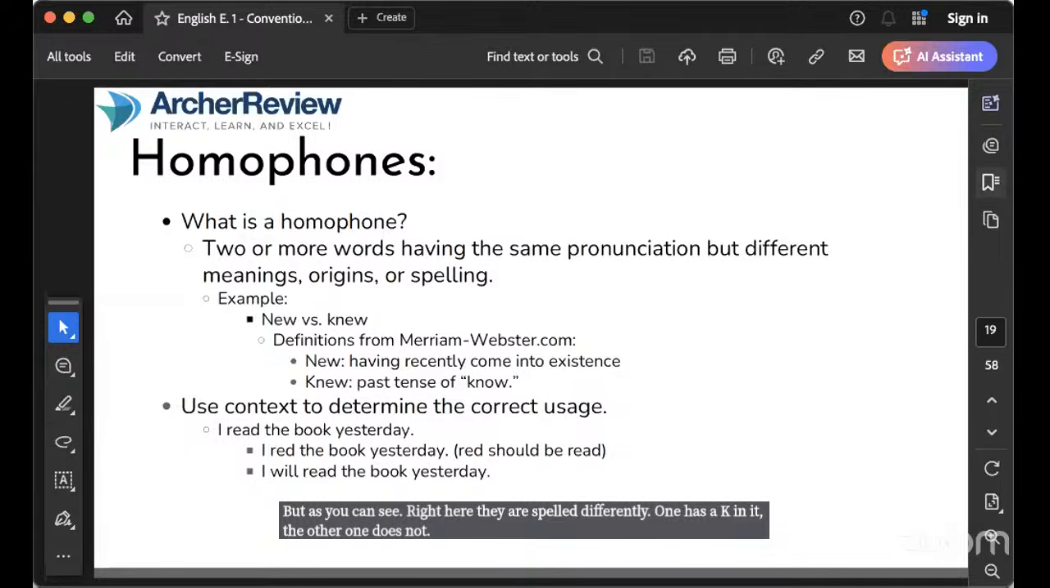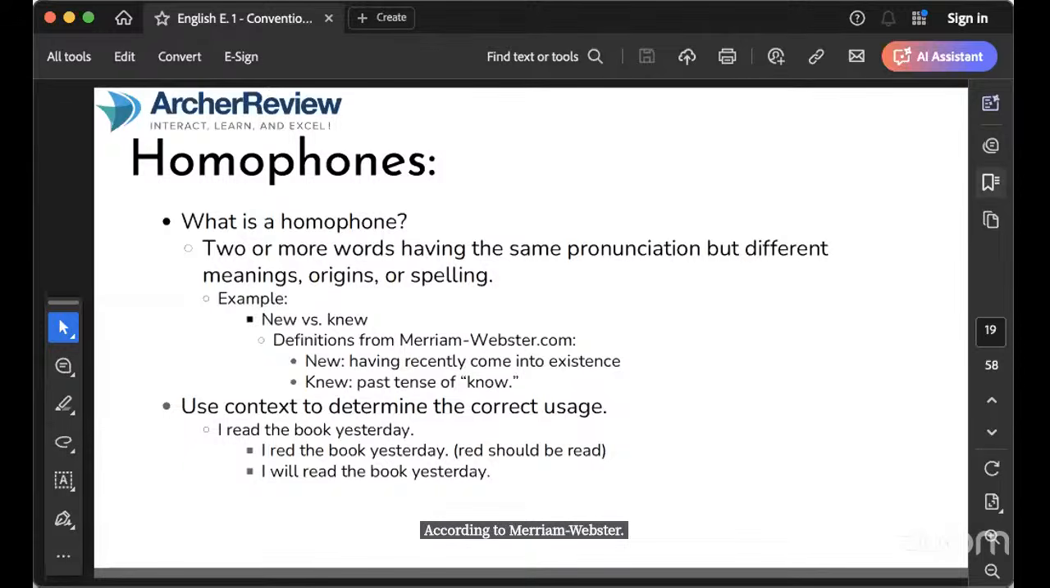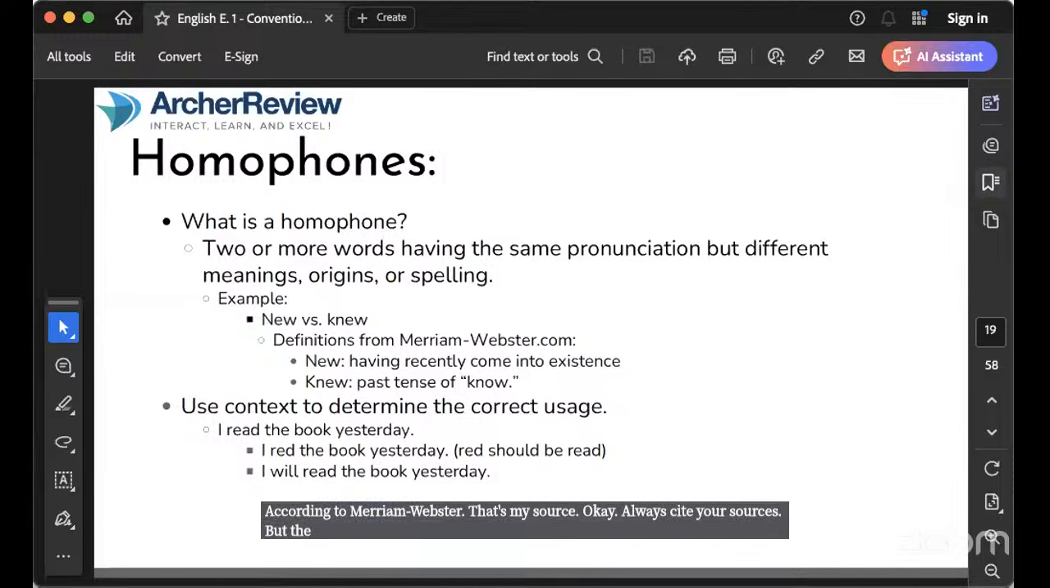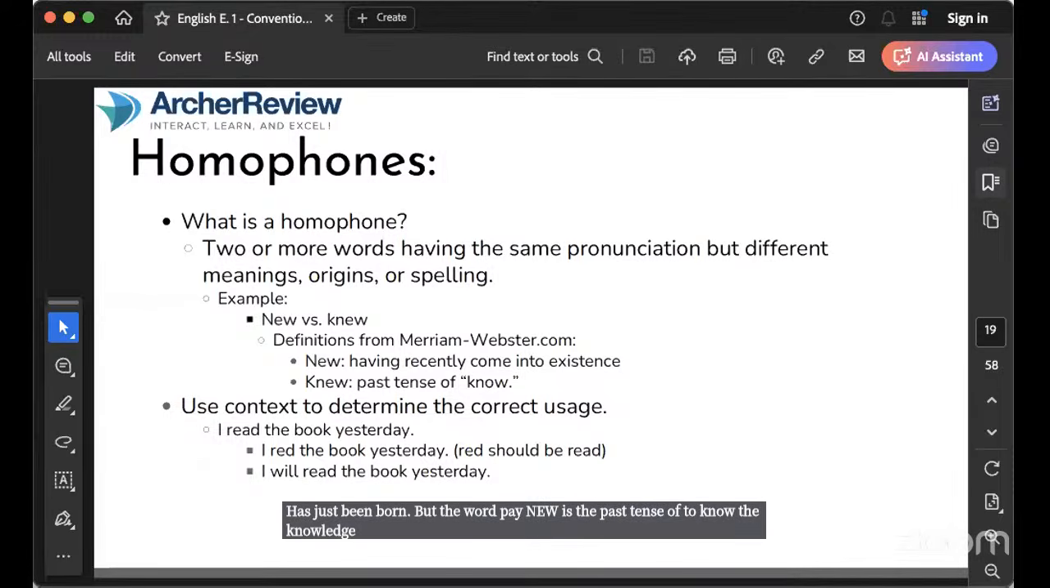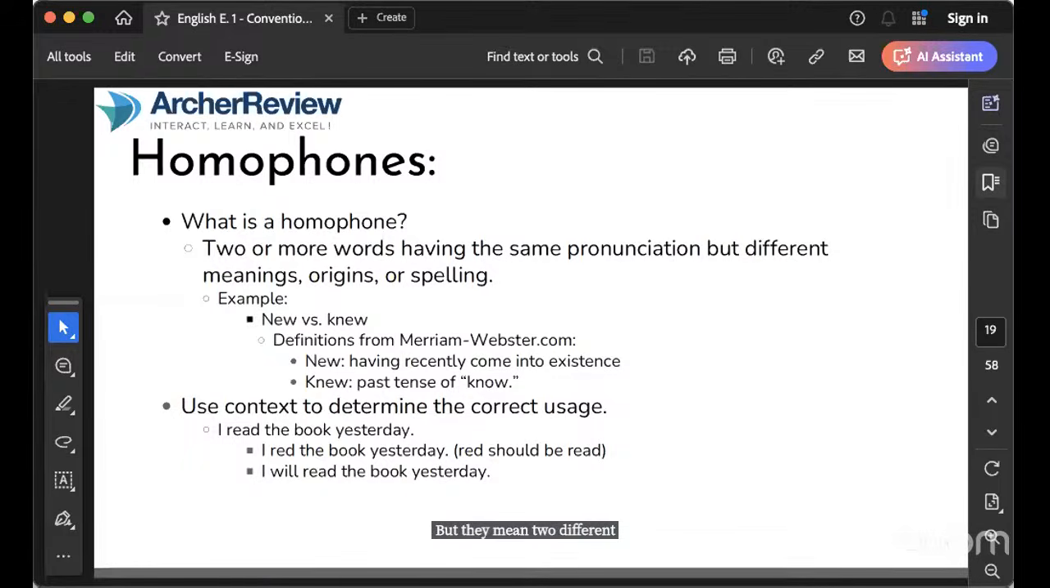According to Merriam-Webster, that's my source. Okay, always cite your sources. The word new, N-E-W, means having recently come into existence, like a new baby has just been born. But the word knew, K-N-E-W, is the past tense of to know, the knowledge. So they sound just alike, but they mean two different things, and they are spelled two different ways.